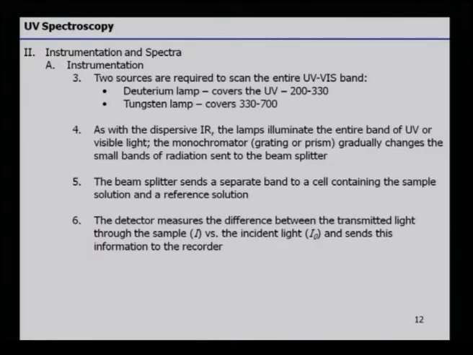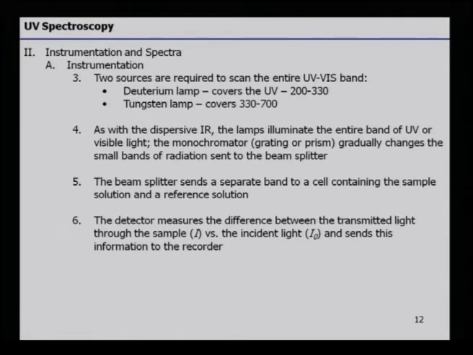Two sources are required to scan the entire UV visible band, as I told you. The deuterium lamp, which is the hydrogen discharge lamp, covers the UV region between 200 to 330 or 350 nanometers, and a tungsten or incandescent lamp covers from 350 to 700 nanometers.